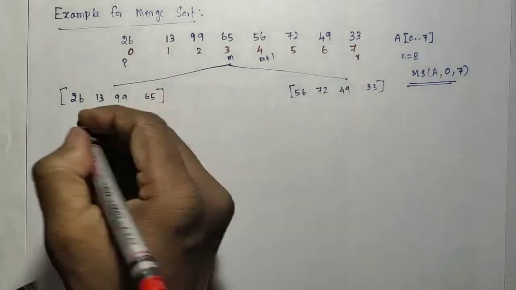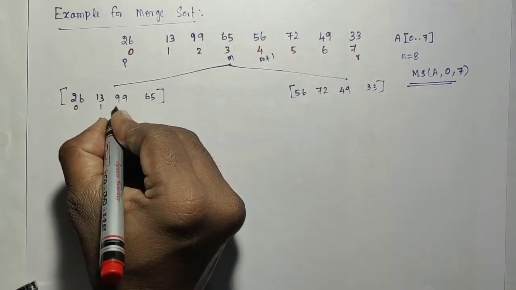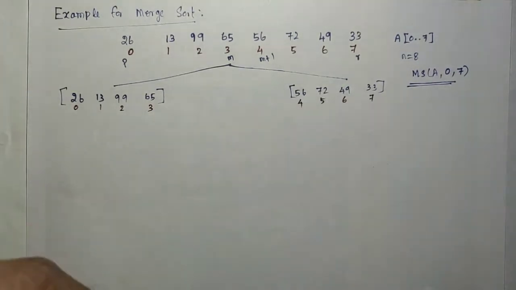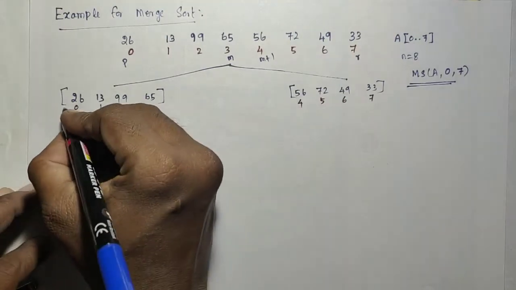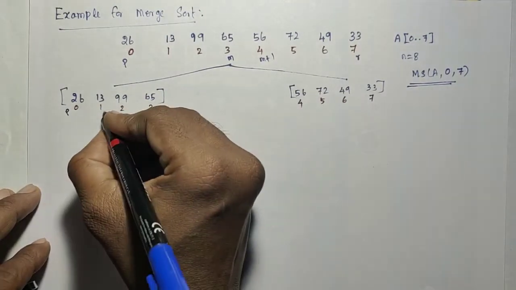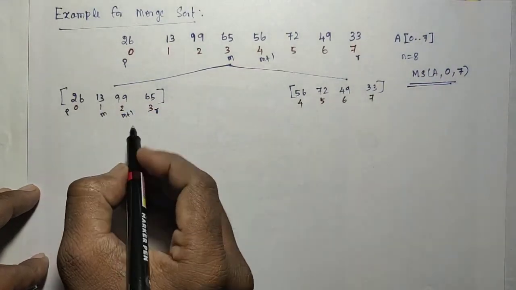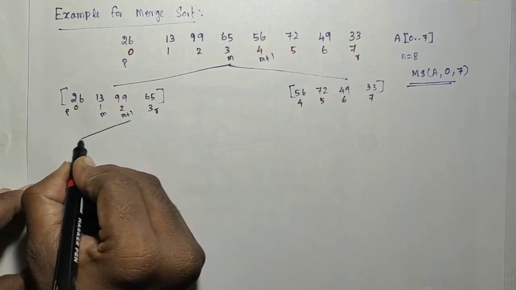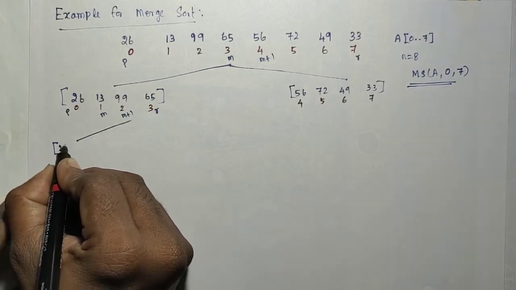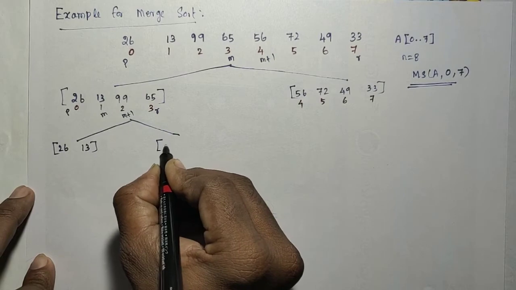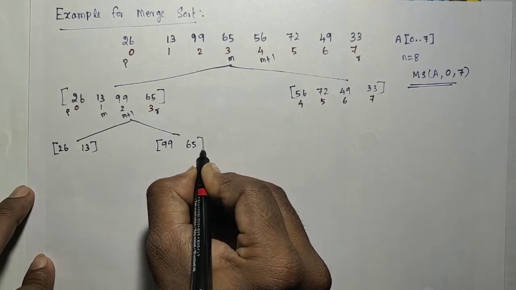The indexes will be 0, 1, 2, 3, 4, 5, 6, 7. It is split up. The next step is sorting this half and sorting that half, and then merging. Sorting this means again, here this is P and R, and this is M and M plus 1, calculated like this. It is divided into two: one is 26, 13, and another one is 99 and 65. Like that it will be split.